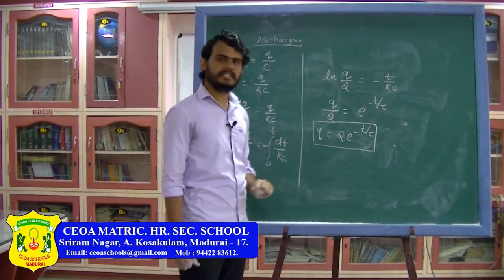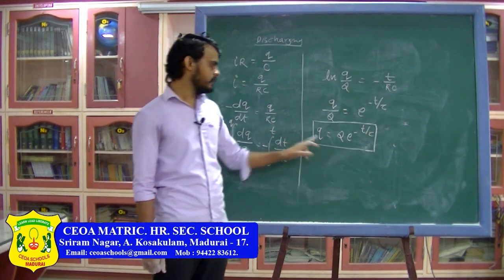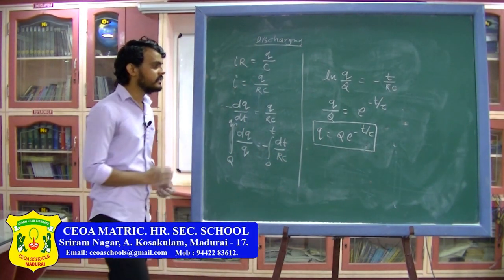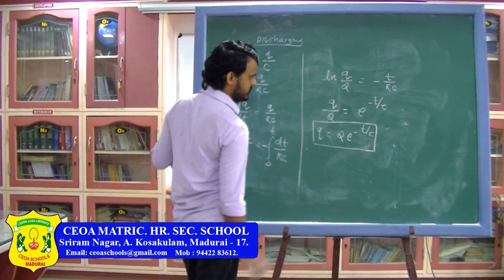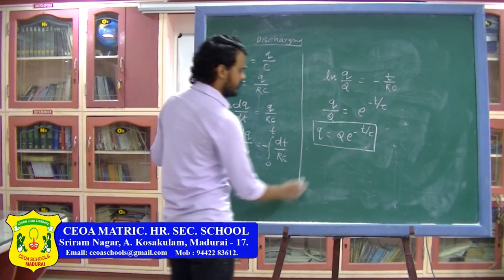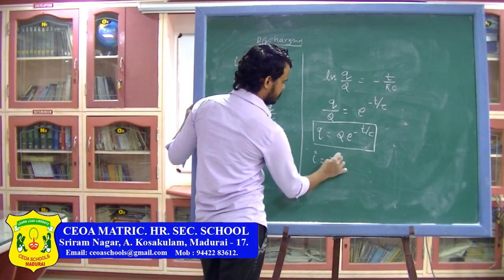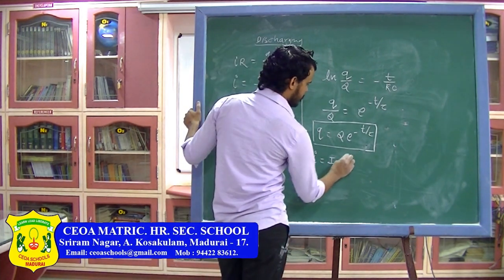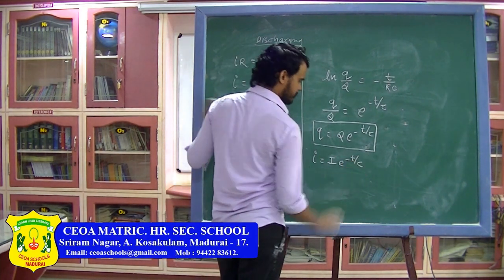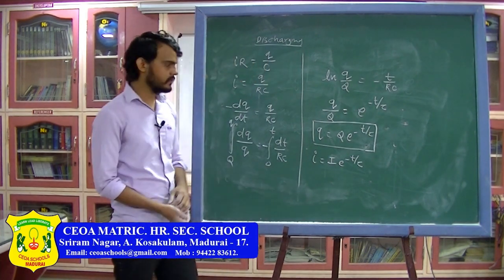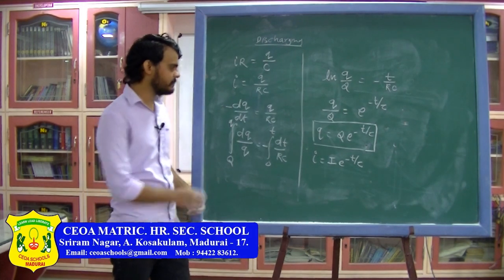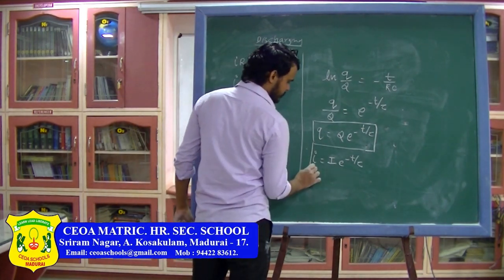Here capital Q is the initial charge on the capacitor and q is the charge on the capacitor at any time t. Similarly, if I differentiate this function, I am going to get the current. So the current in the circuit can be written as I naught times e power minus t by tau. Here I naught is the initial current. Remember, here Q is the initial charge and I naught is the initial current in the circuit.